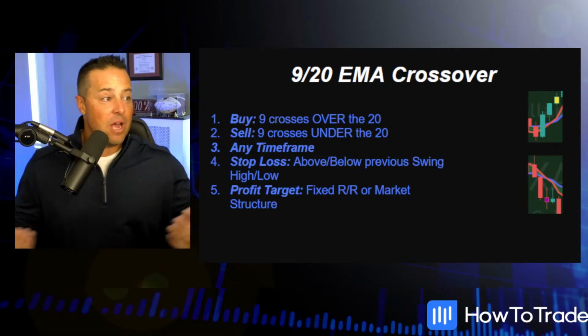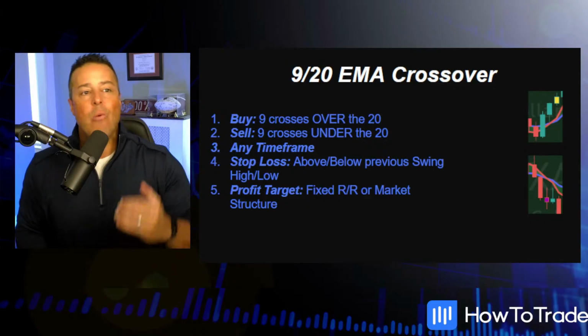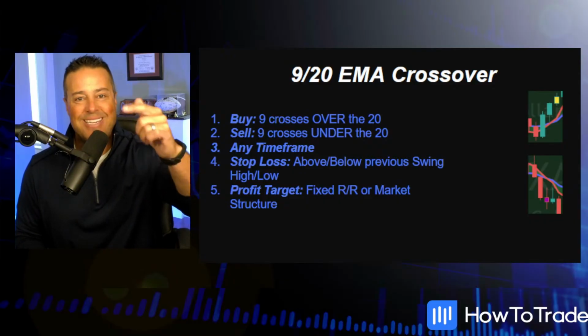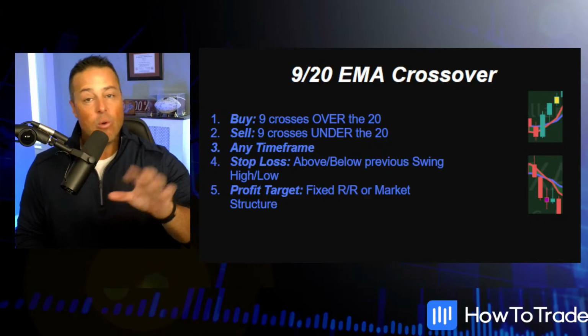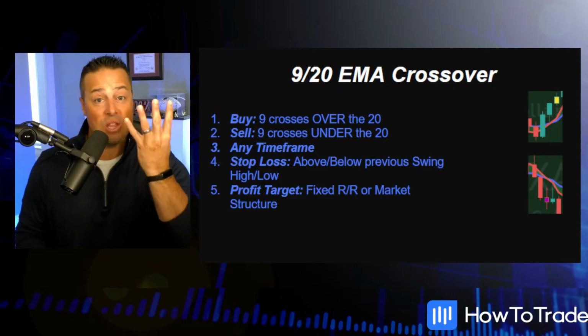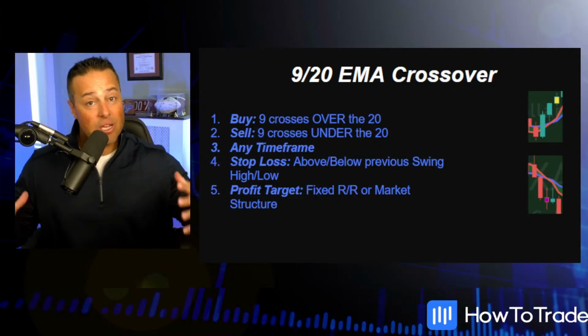This is what we do. 9 20 EMA crossover, very simple. We buy when the 9 crosses over the 20. We sell when the 9 crosses under the 20. We can use this on any time frame. Today we're going to focus on the 4-hour and the daily time frames because we are swing trading.